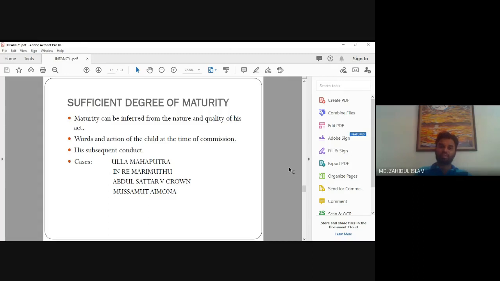A few cases deal with sufficient degree of maturity: Pulla Mahaputra, Abdul Sattar, Musammak Aimuna. All these cases discuss the maturity of understanding. So these four cases are also your homework. In the next class we will discuss only these cases. I will ask one by one about all the cases. You have to find the cases from Google and read the facts of these cases.